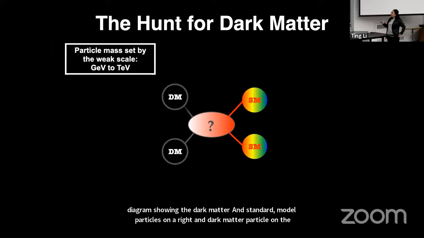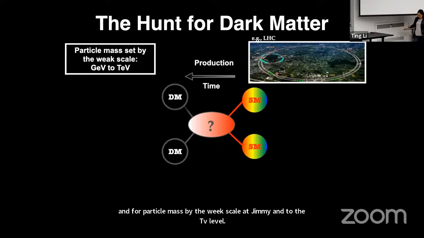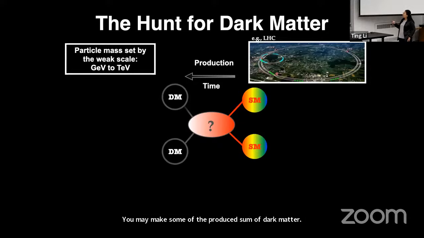For particle masses at the weak scale, from GeV to the TeV level, there are several ways going on for the hunting of dark matter. For example, if you go in this direction, from standard model particles to dark matter, you may produce some dark matter. This is the production, and I know that some of the experiments at the LHC are working on that.